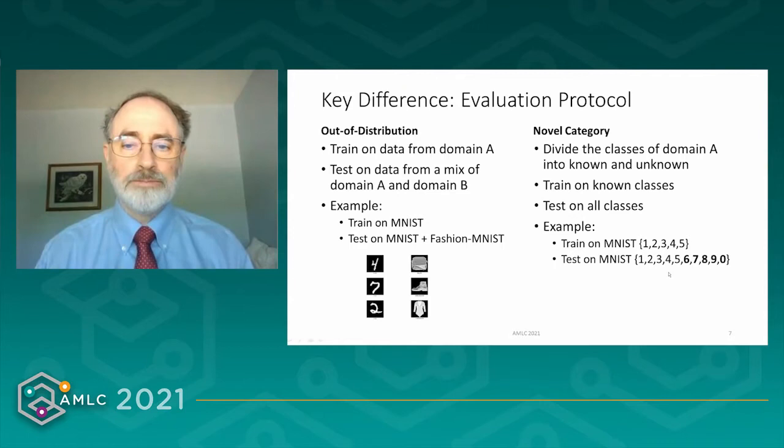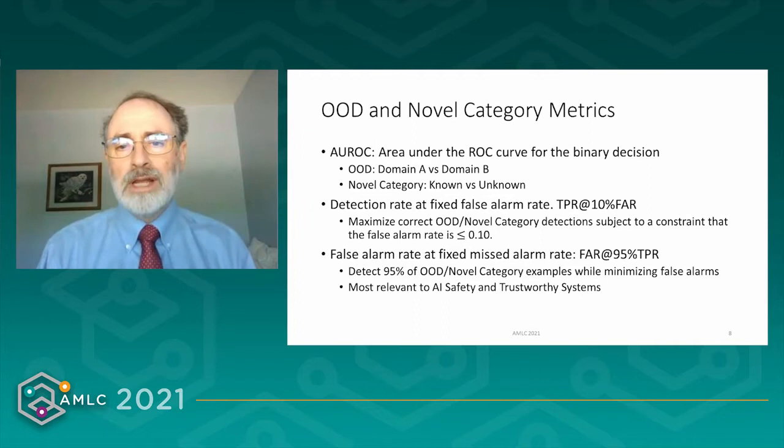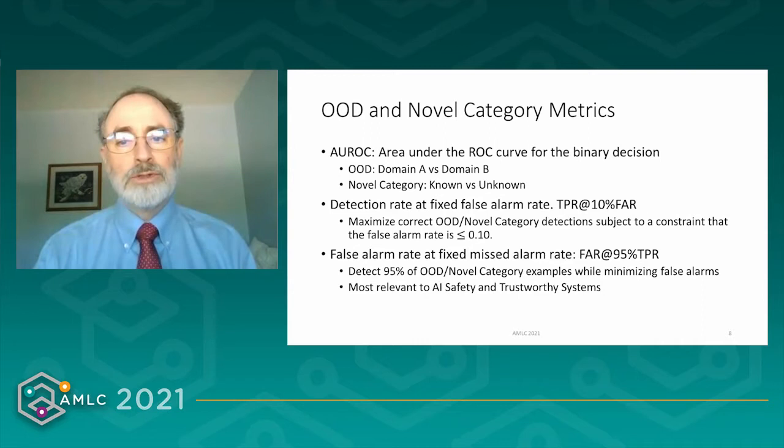Okay, well, what metrics do we use to evaluate these? Well, the typical one is the area under the ROC curve for this binary decision. And of course, this is a favorite in machine learning, but perhaps not as relevant to this kind of problem as other metrics. So another one that people have looked at is the correct detection rate at a fixed false alarm rate. If you have a problem where false alarms, that is, false claims that it's an alien, are very expensive, then what you want to do is control your false alarm rate and then maximize your true positive rate, maximize your detection of these aliens subject to that constraint.